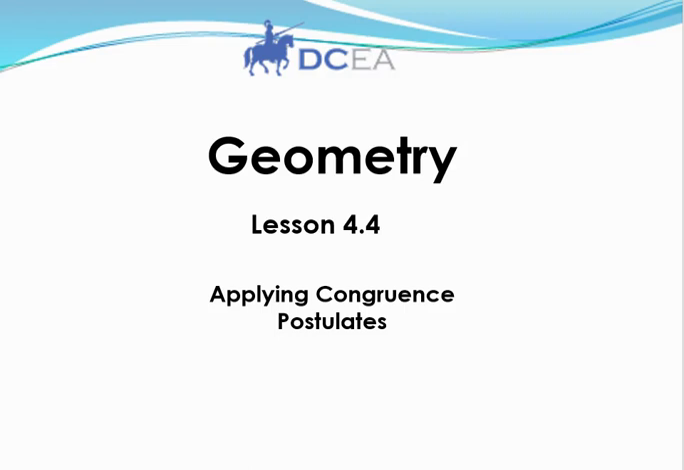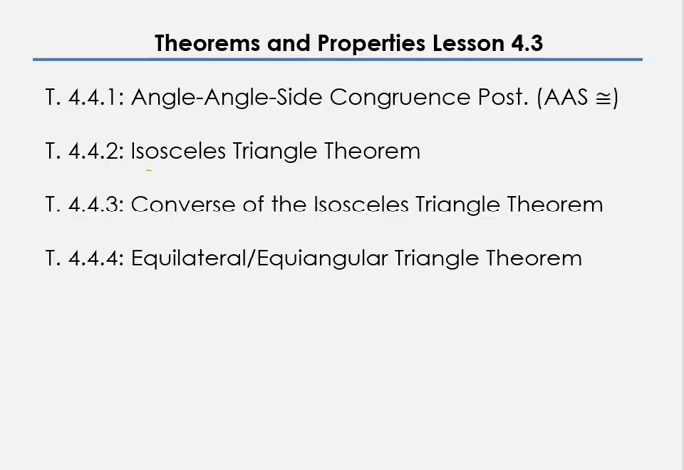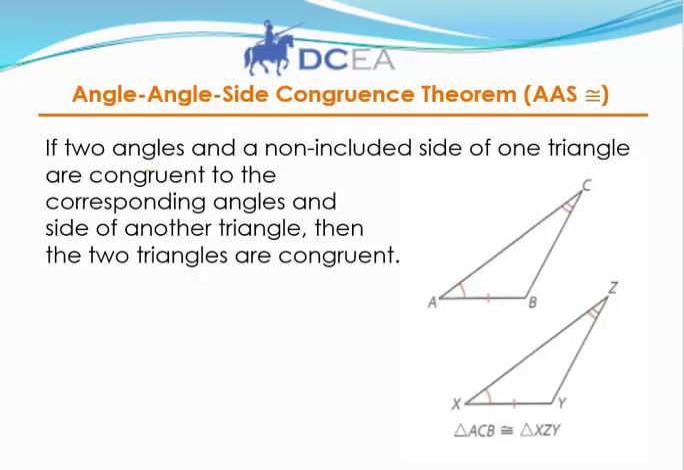Geometry, Lesson 4.4. We're going to apply congruence postulates today and learn some new postulates for proving congruence. Short vocabulary list. We're going to learn about flow proofs. We have 4 new theorems. For the most part, we're going to work with isosceles triangle and angle-angle side. So let's begin with angle-angle side theorem.